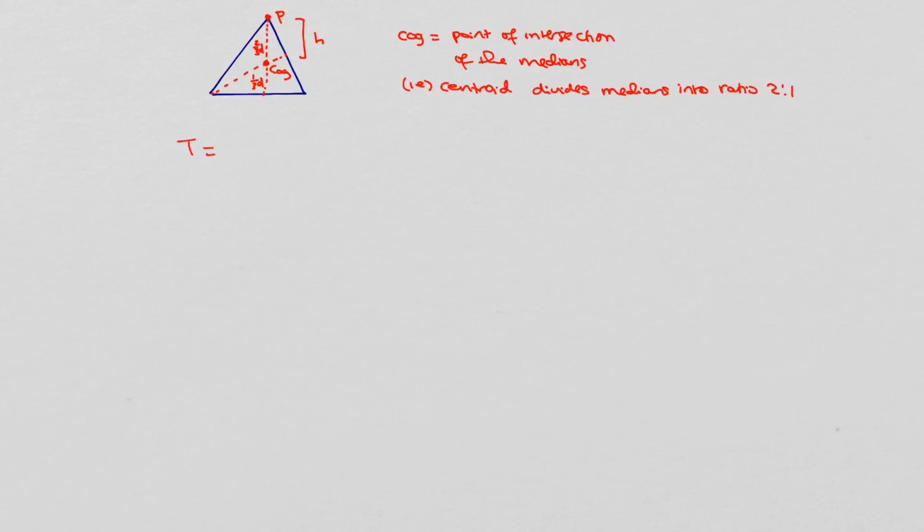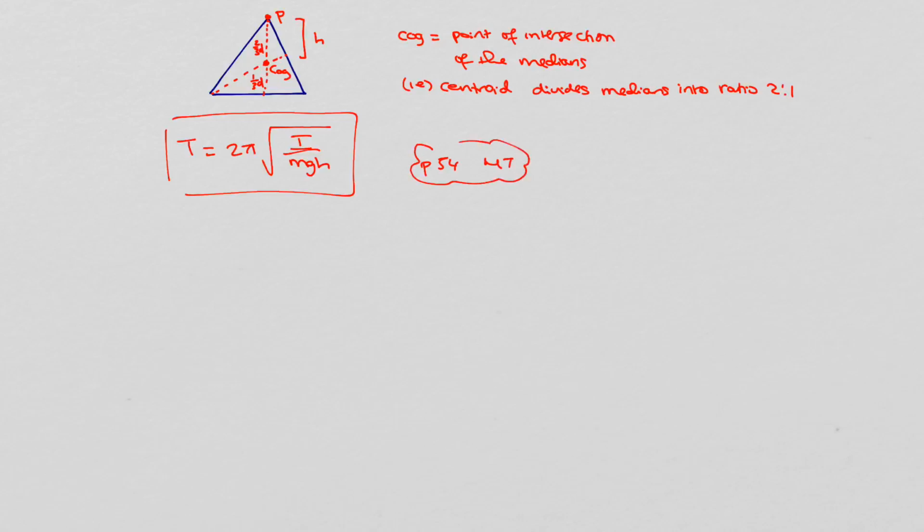So in other words, T equals 2 pi times the square root of I over mgh. Our h is going to be 2/3 of d. And of course, our period for small oscillations is on page 54 in our maths tables, for our compound pendulum.